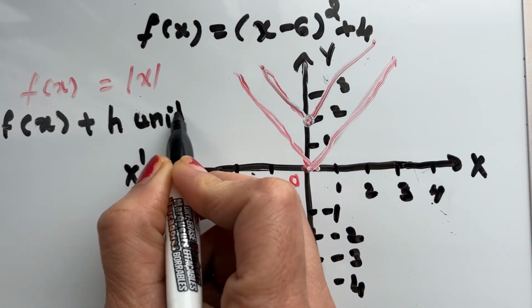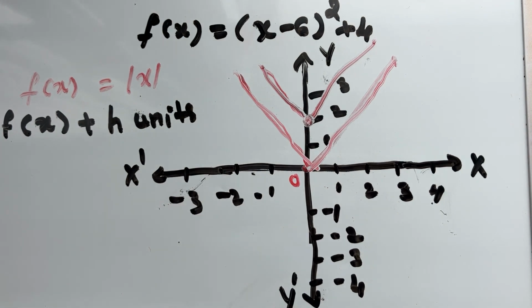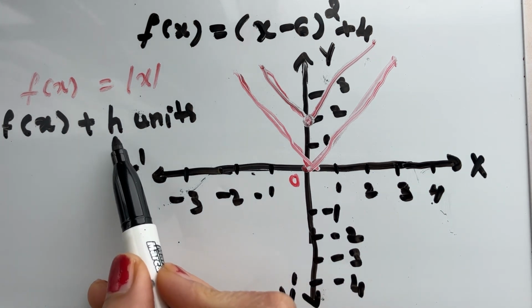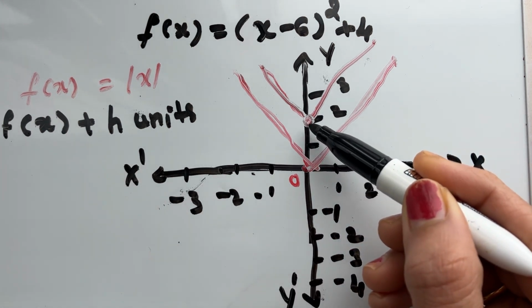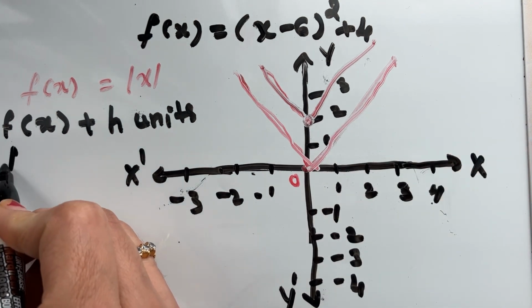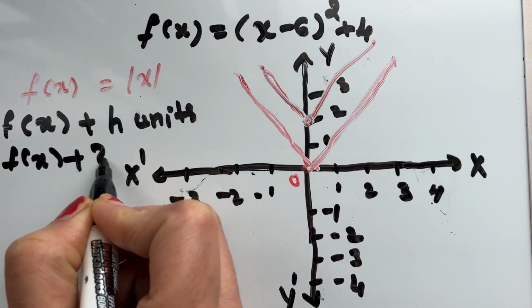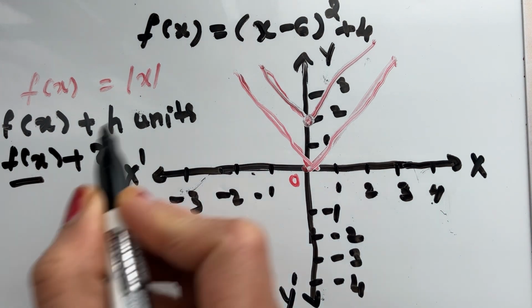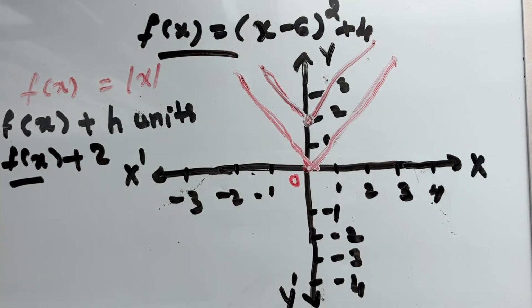Whatever the units it moves, you have to consider that unit. H units means how many units it moved. It moved upwards 2 units, so the new function is f of x plus 2. F of x is the given function, and g of x is f of x plus 2.